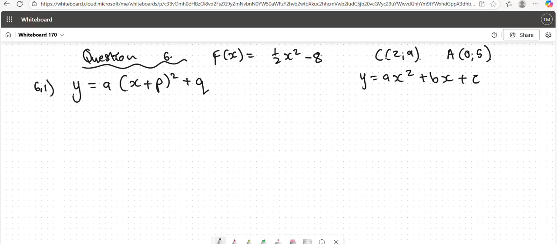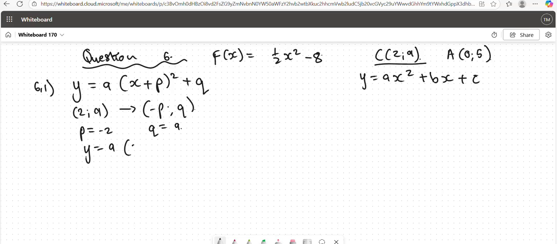So let's quickly do it. I did say that if the turning point is given, the 2 and the 9, this is the same as a negative p with a positive q. So what does that tell me? It tells me that p is actually negative 2 and that q is actually a positive 9. I substitute those: a open bracket x minus 2 squared plus 9.